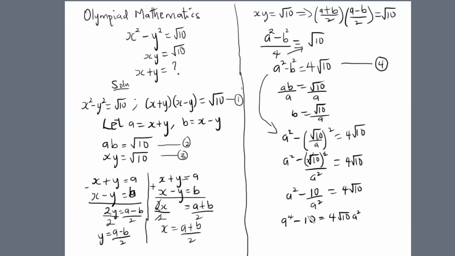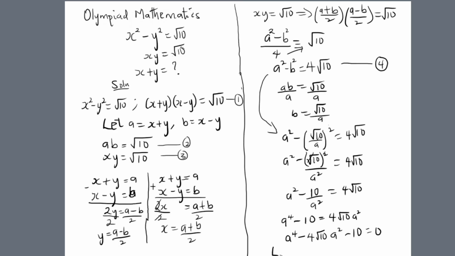All right, now the next thing I'm going to do is to rearrange this problem. I will have a to the power of 4. I'm bringing 4 root 10 a square to the left hand side. It's going to be a to the power of 4 minus 4 root 10 a square minus 10 equals 0. If this is the case, it's almost looking like a quadratic problem, apart from the fact that it is not. Okay, it's a quartic problem.